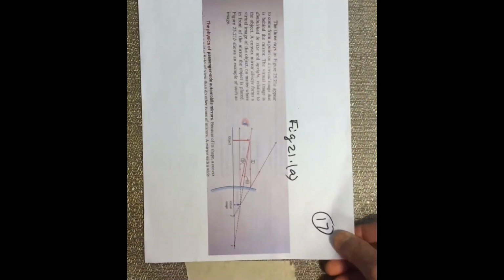The object is at a certain distance and I is on this side. It is again the convex mirror. As you see, it's bulging out this side.